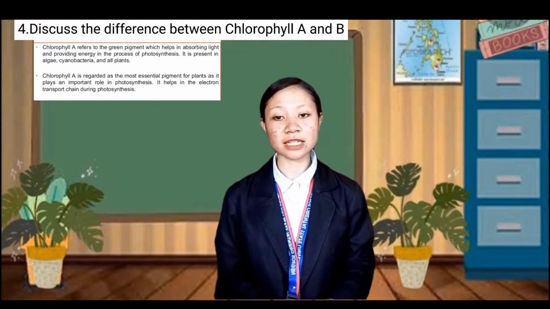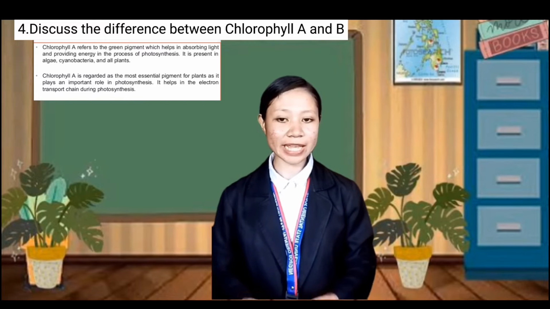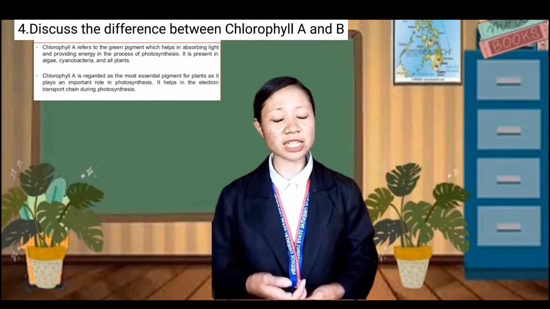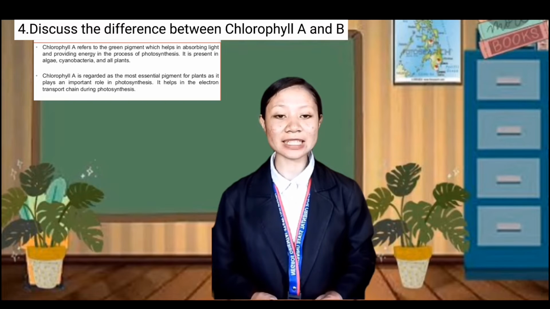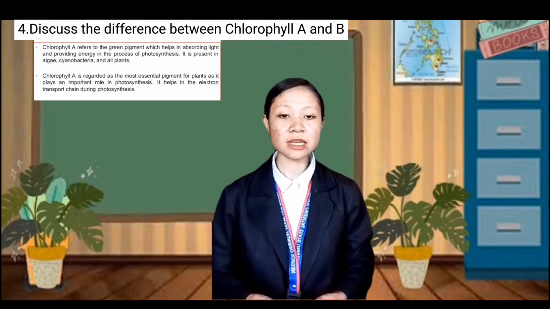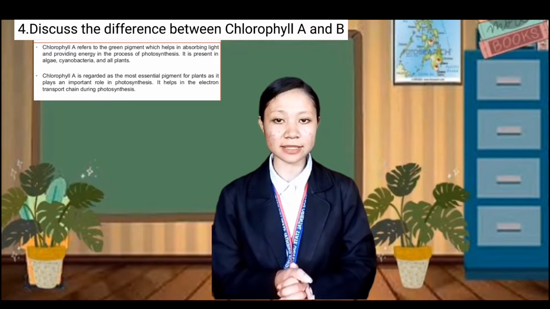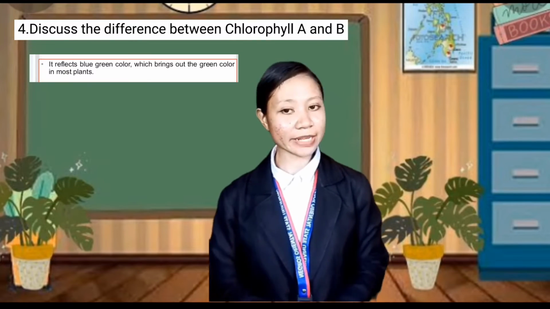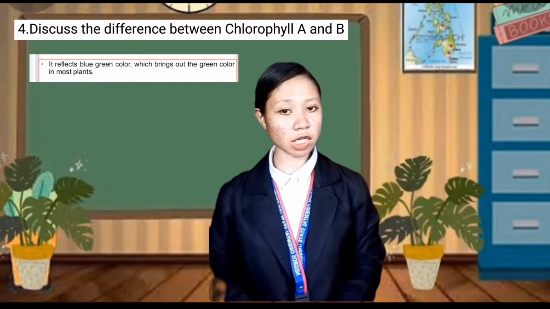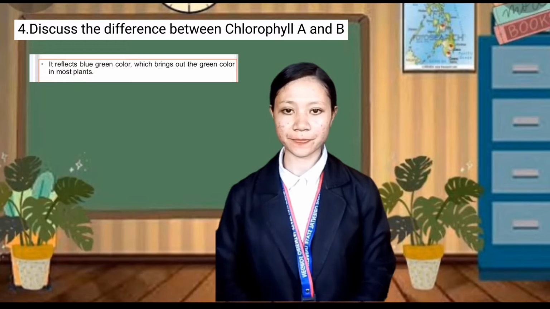It is present in algae, cyanobacteria, and all plants. Chlorophyll a is regarded as the most essential pigment for plants as it plays an important role in photosynthesis. It helps in the electron transport chain during photosynthesis. Chlorophyll a reflects a blue-green color, which brings about the green color in most plants.